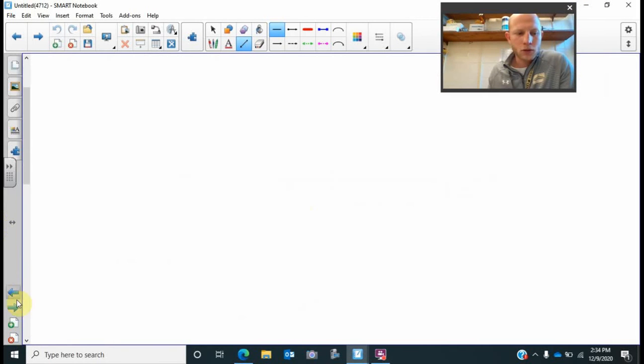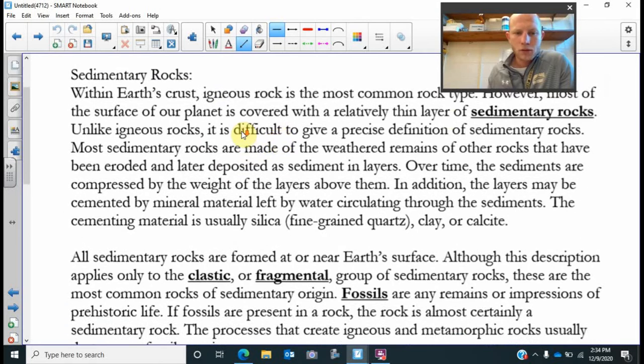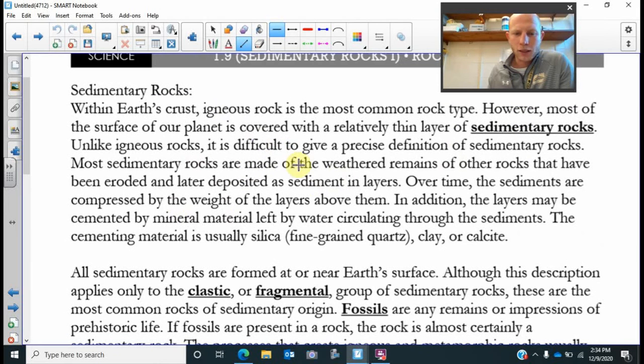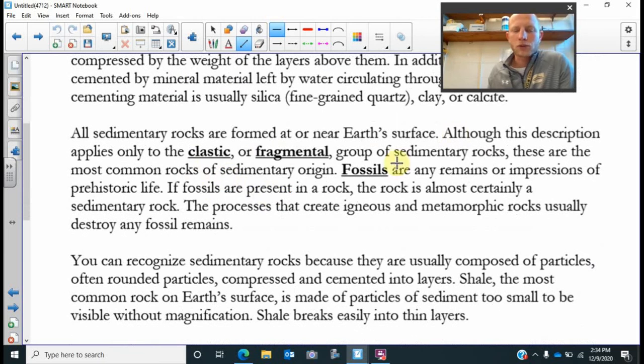So you guys have already read this part about sedimentary rocks. Most of them are made from weathered remains of other rocks. And so we call these fragments of other rocks clastic or fragmental. Okay, and something good is like this one right here.